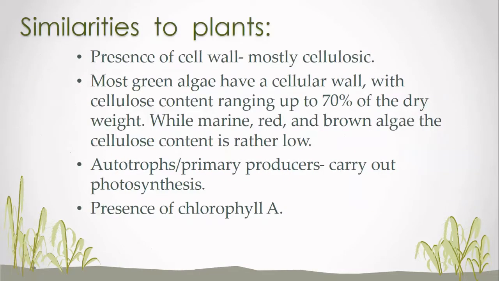What are the similarities of the algae group to the plants? First, the presence of a cell wall. They are mostly composed of cellulose. Next, most green algae have a cell wall made up of cellulose, and they can produce their own food, so they could undergo photosynthesis, so they are autotrophic, and the presence of chlorophyll A.